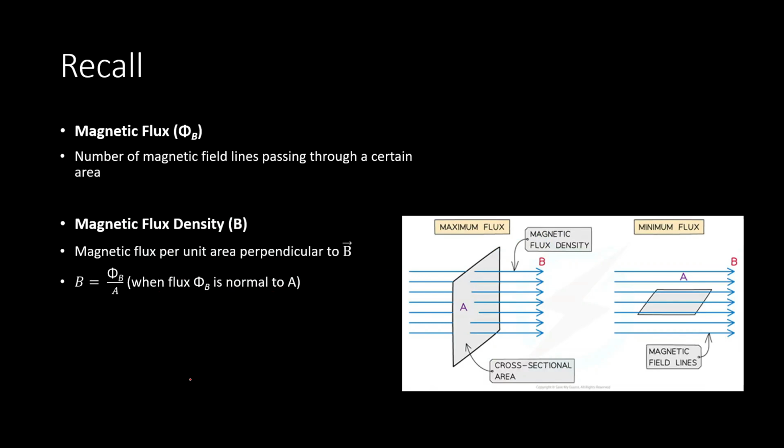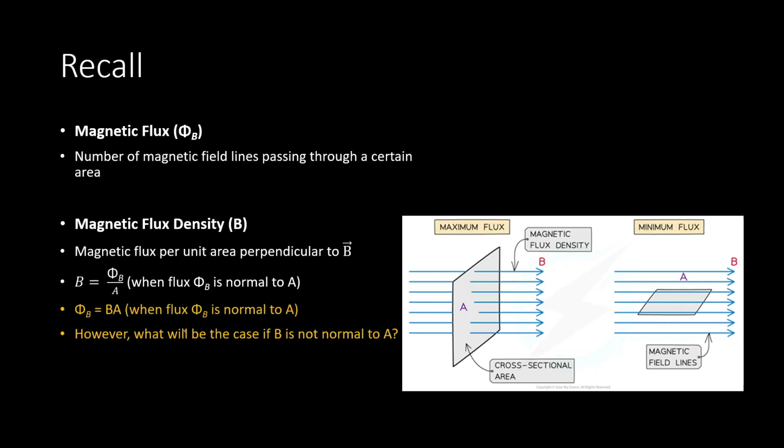Okay, let's discuss two cases. The first case, the magnetic flux is perpendicular to the area. In this case, the magnetic flux phi B is equal to B times A because they are perpendicular to each other. However, what will be the case if B is not normal to A, which means A is looking like this?